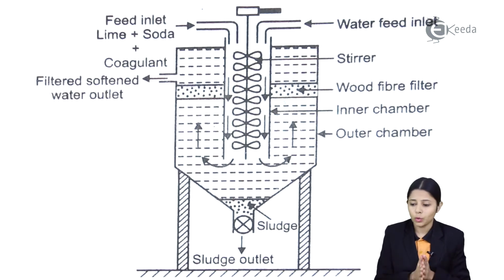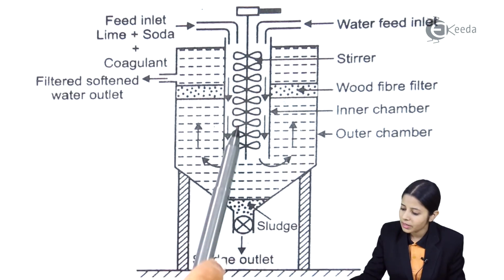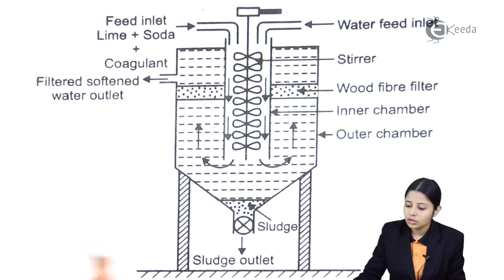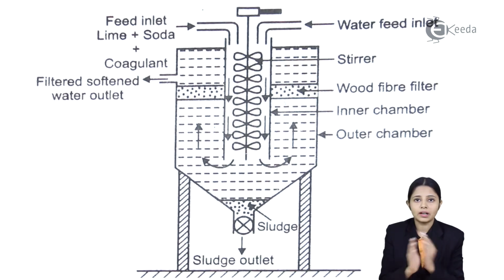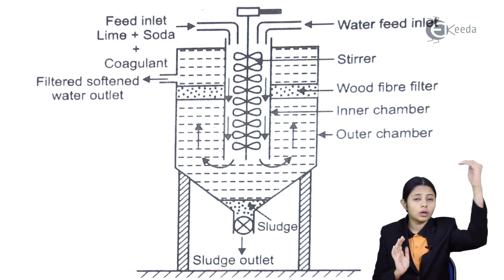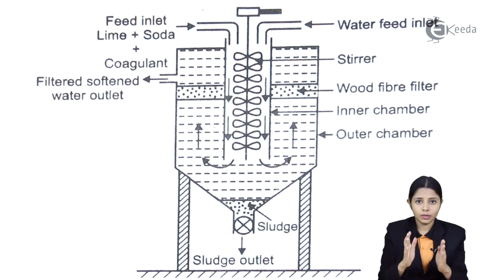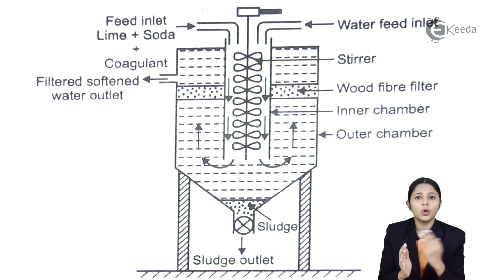Now how will this get purified? The lime, soda and the coagulant with the impure water will mix together. Once they mix together, the stirring takes place. Now if you see, this is my stirrer. These are the different shafts of the stirrer. So these will keep on rotating and paddling the water. So what will happen over here? From here I have my coagulant, from here I have my water. This mixture and this water will mix together with the help of the stirrer and it will keep on mixing.